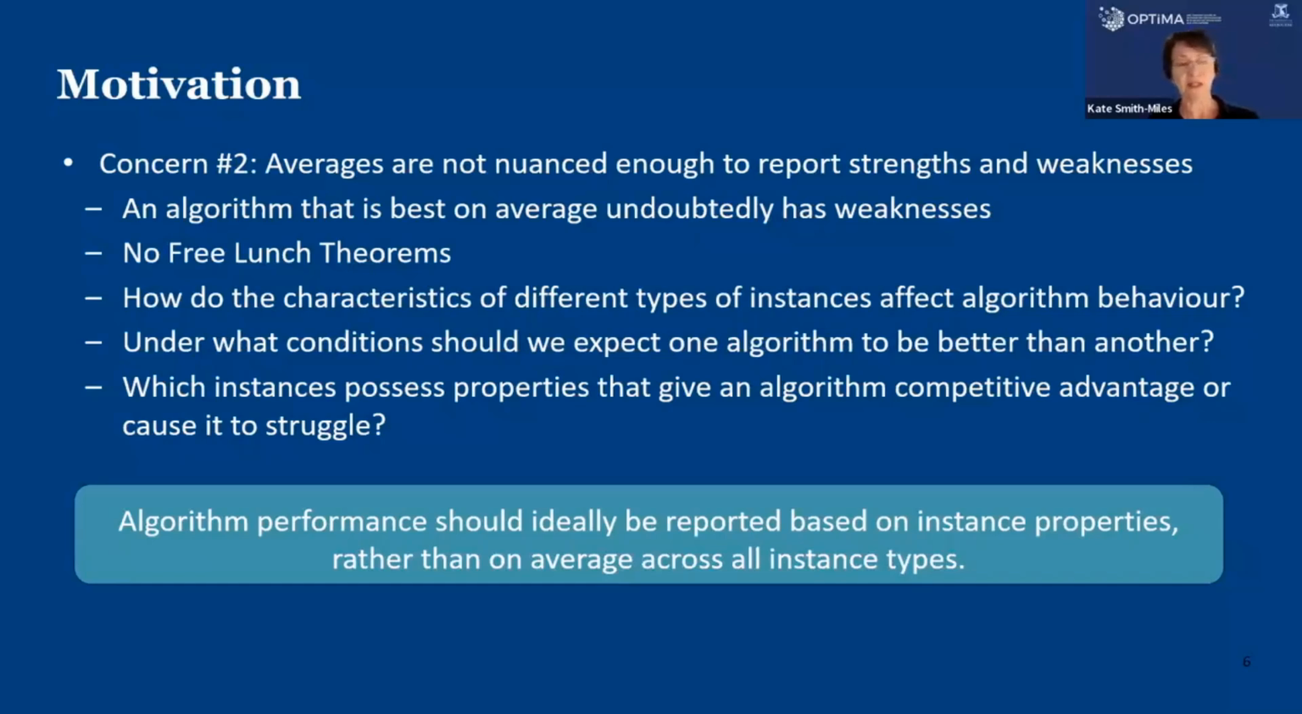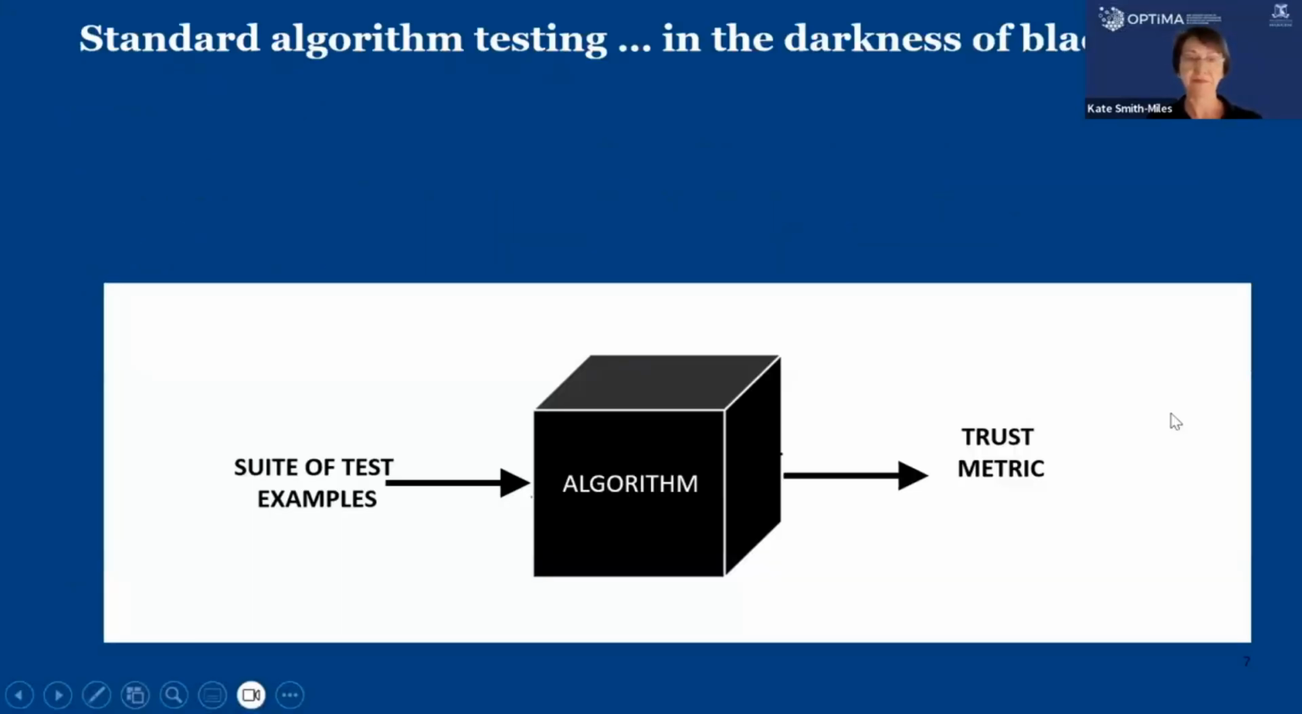So we're suggesting that algorithm performance shouldn't be just reported on average across a bunch of instances that you don't really know why you chose them. It should be reported based on instance properties, those terms and conditions, trying to understand this algorithm is expected to perform well for instances that have the following characteristics. That's where we're trying to get to.